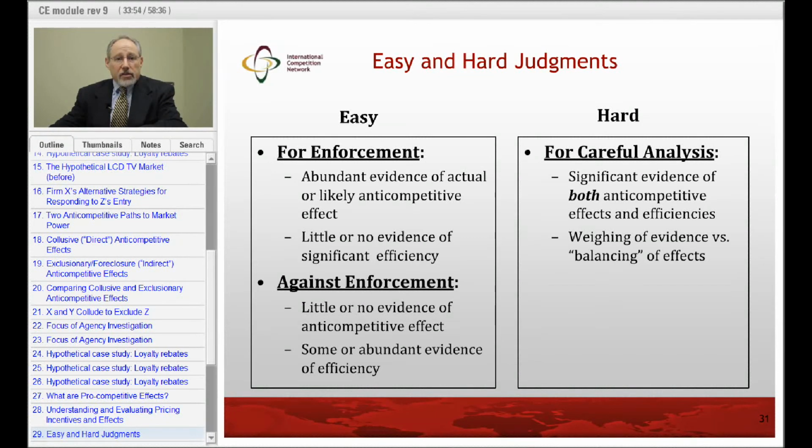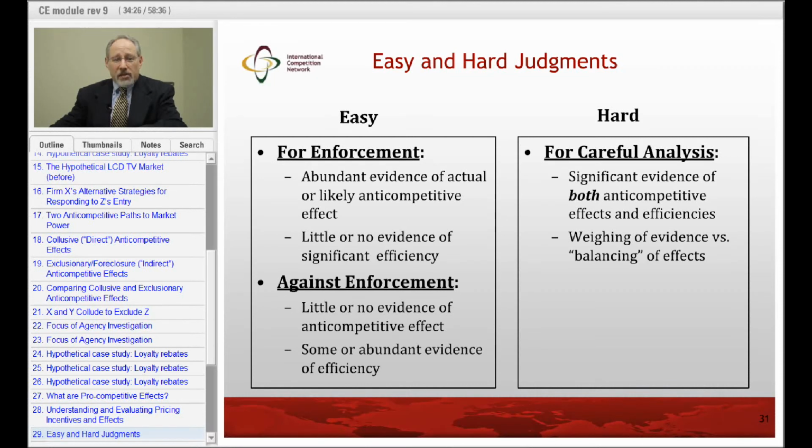It also leads to easy and hard judgments. Let's think about, for a moment, easy cases and hard cases that may face the agencies. An easy case for enforcement will be a case where we have abundant evidence of actual or likely anti-competitive effect, and perhaps little or no evidence of significant efficiency. An easy case against enforcement would be a case where we have very little evidence of anti-competitive effect, but perhaps some or even abundant evidence of efficiency.